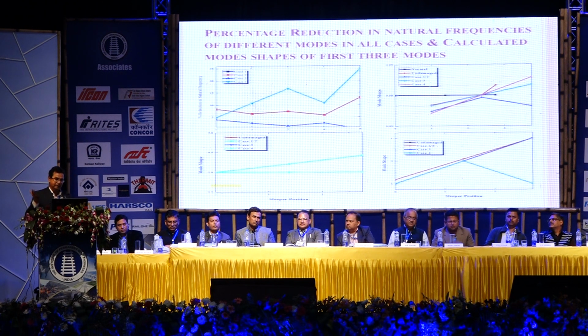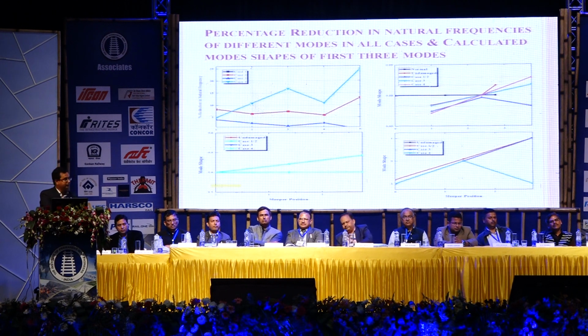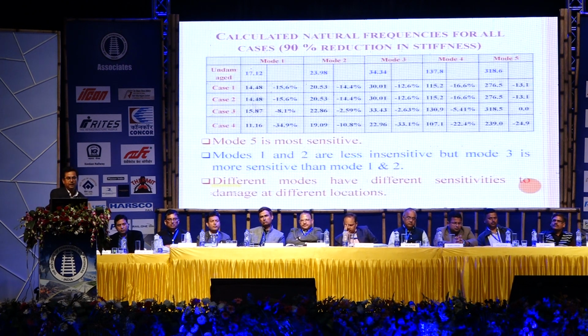Beneath the rail seat, case 4 is the most detrimental for any type of case. Here I have also done the pictorial plot for this according to the sleeper position of the mode shape. These are the 90% reduction parametric study for the 90% reduction in this mode shape.